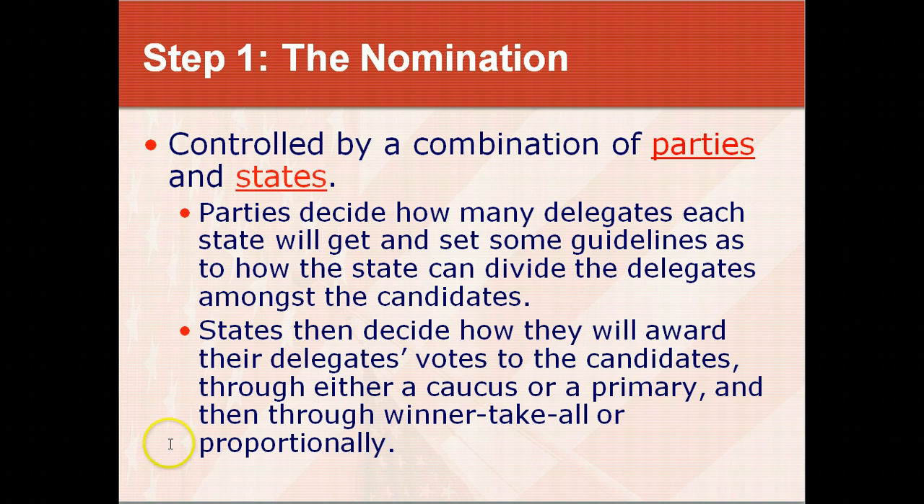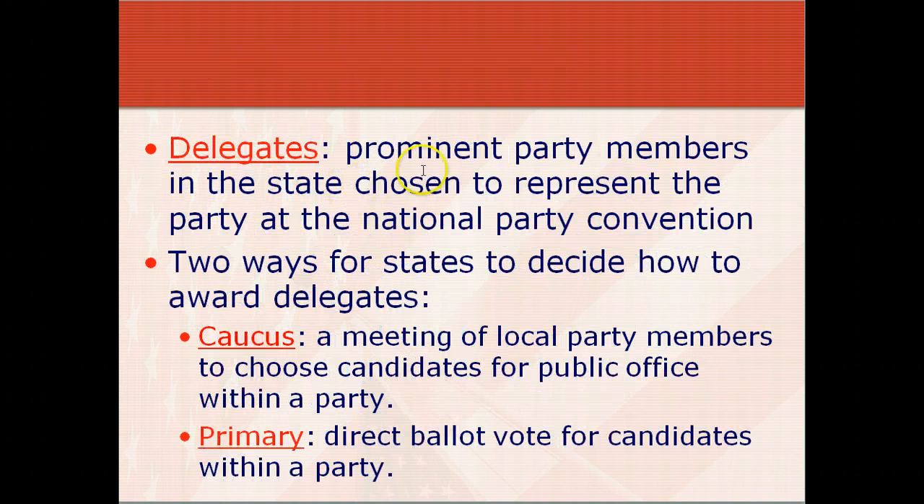Okay, so the parties decide how many delegates and how they will determine how the delegates are divided. And then the states will decide how to award those delegates, whether they're going to do a caucus or a primary. And then sometimes they can give some input as to whether it will be winner take all or proportional. So the first step is the nomination, controlled by both the parties and the states. And as I said, delegates are those who get to vote at the convention as to who the nominee will be.